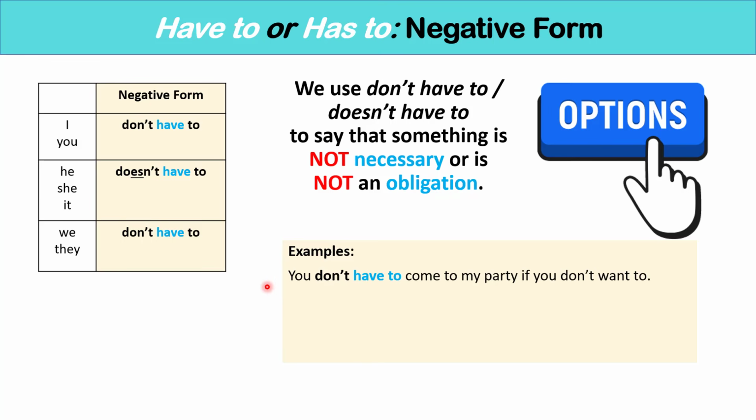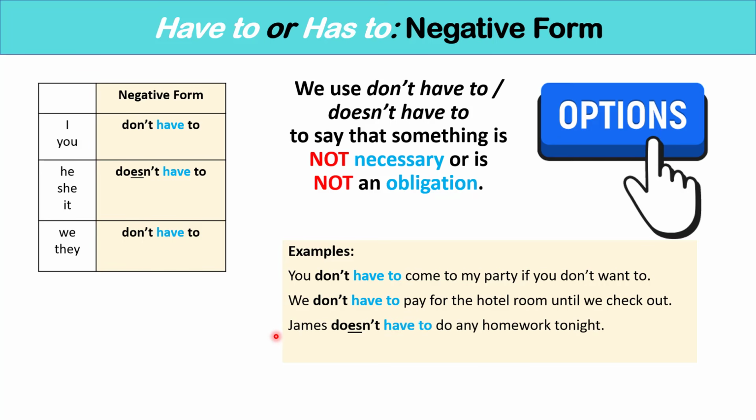For example, you don't have to come to my party if you don't want to. This means it's not an obligation. If you don't want to come to my party, it's not necessary that you come. You don't have to come. We don't have to pay for the hotel room until we check out. So again, it's not necessary that we pay for the hotel room until we check out. James doesn't have to do any homework tonight. The children don't have to wear school uniforms on Friday.